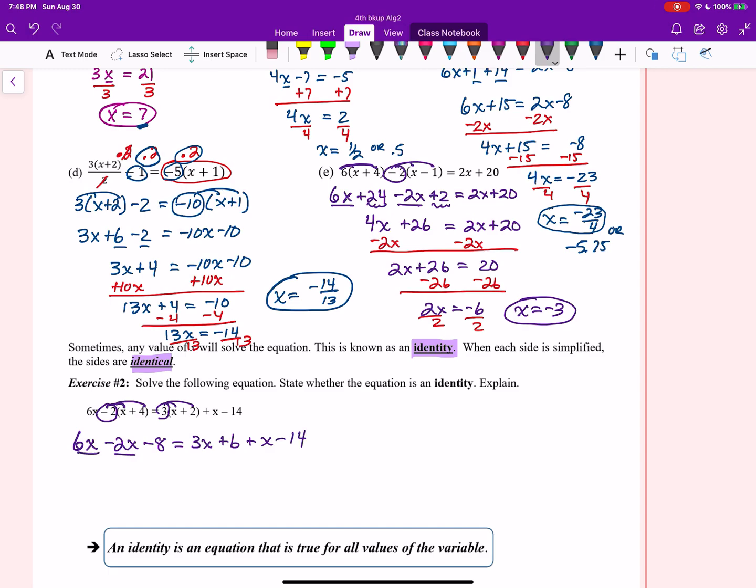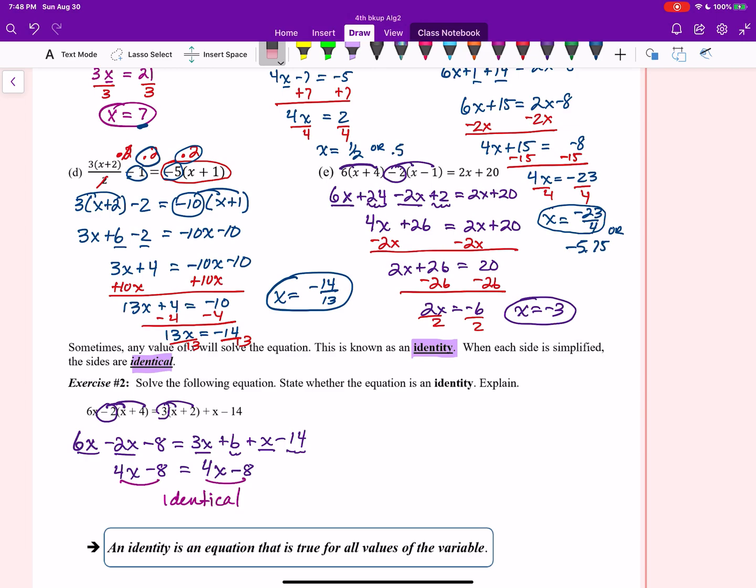Combining like terms. On the left-hand side, that's 4x minus 8 equals, combining like terms on the right-hand side, it's 4x. +6 and -14 is -8. Okay, I'm going to stop here. Why? Because these are identical. This and this are identical. So this is an identity.